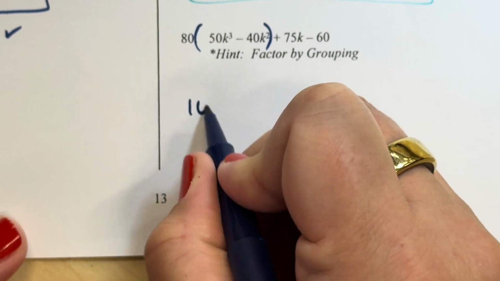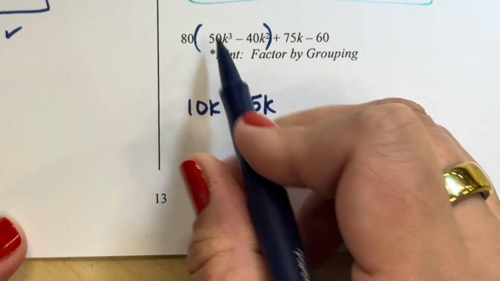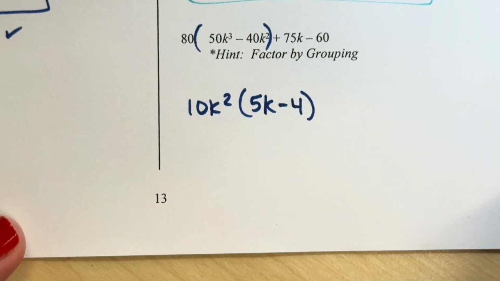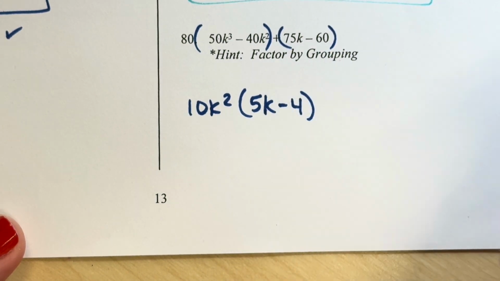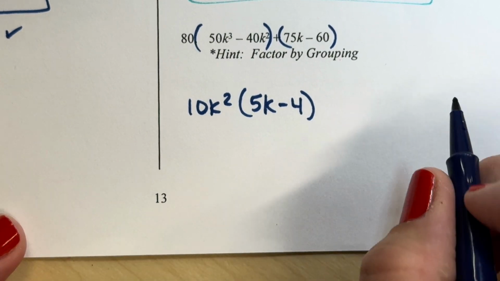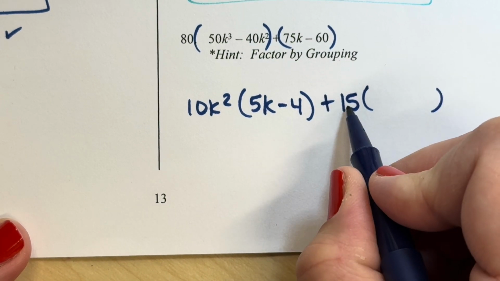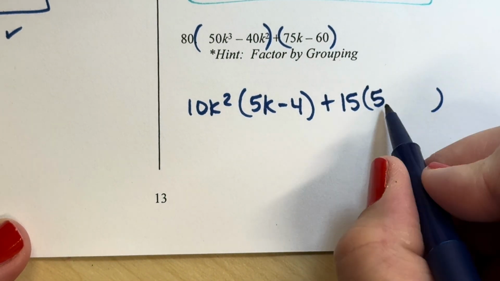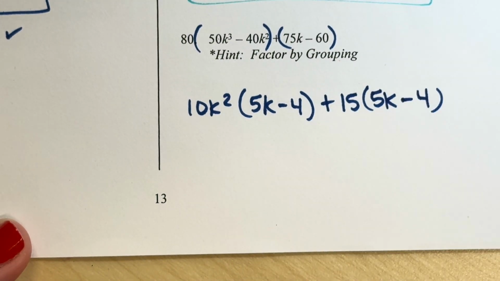First group, the greatest common factor would be 10k squared. 10k squared times 5k makes 50k to the third. 10 times negative 4 makes negative 40, and then k squared. And then the greatest common factor among these, let's see, it's going to be 15. So I'm going to pull out 15. 15 times 5k makes 75k. 15 times negative 4 makes negative 60.